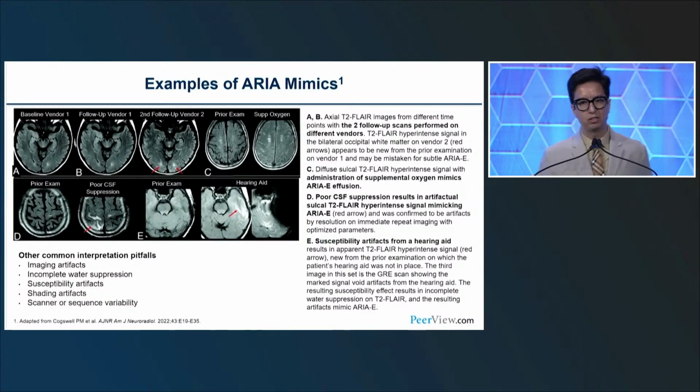There can be mimics of ARIA, and so for instance, what we're seeing here are examples of that, such as the typical hyperintensity you can see around the occipital aspect of the ventricles. You can see that supplemental oxygen can lead to FLAIR non-suppression. Susceptibility-weighted imaging findings can be mimicked by hearing aids and such. And then of course, you can have poor CSF suppression as well.